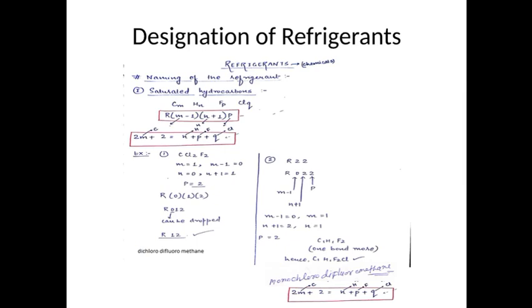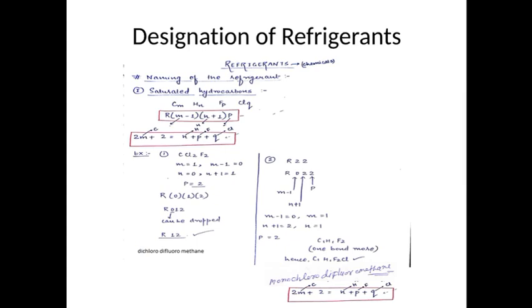So R0. Then n is the H; there is no H, so n becomes 0. Put n in this equation: n plus 1 becomes 0 plus 1, so it becomes 1. Then you have Cl2 and F2 also. If we compare p, we need F2, so F2 is there. So p equal to 2.